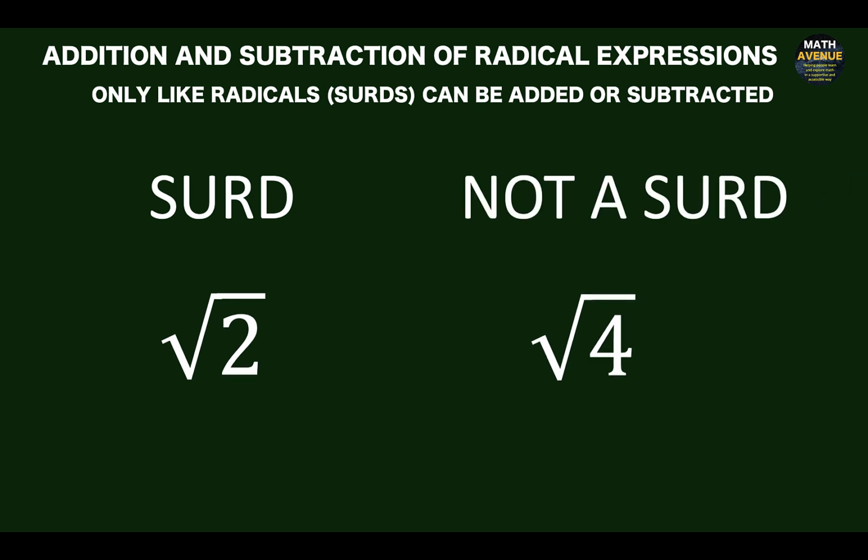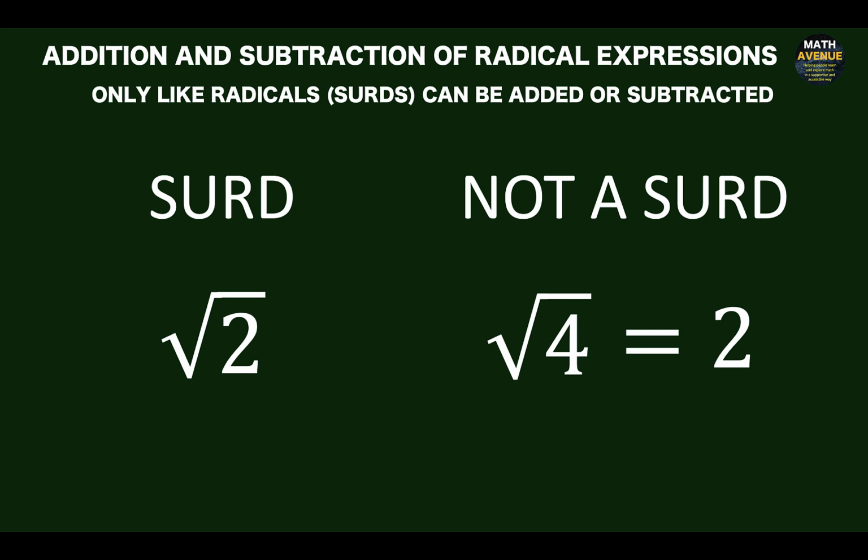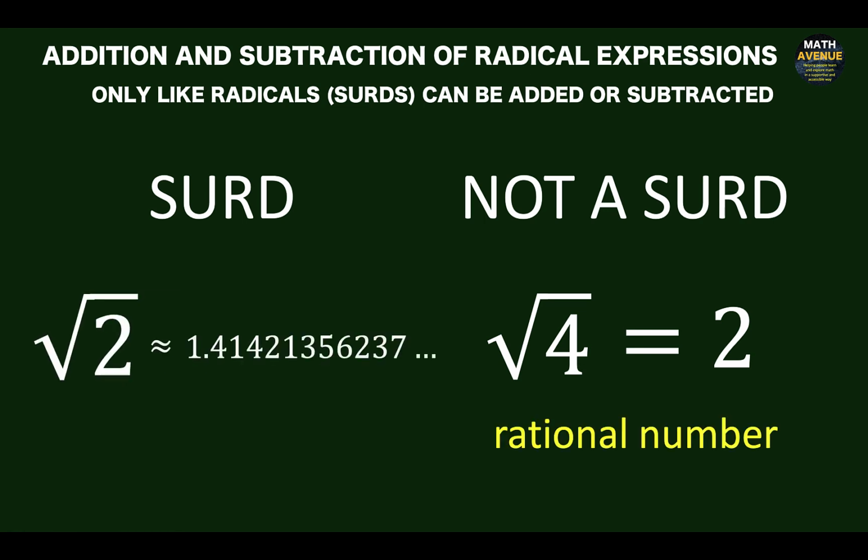Ang square root of 4 po ay pwede nating isulat as an integer 2 because 2 times 2 is equal to 4. Samantalang itong square root of 2, ang approximate value niya po is 1.144213562237 and so on. And this 3 dots says we are going to continue this non-terminating, non-repeating decimals without end. So, ang tawag po dito is irrational number, samantalang itong 2 is a rational number. We can write this as a rational number 2/1.